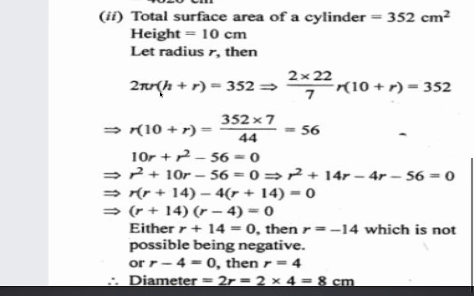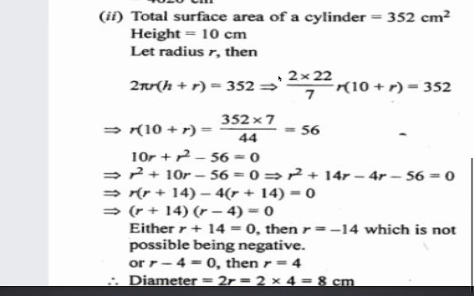Fine, students. So again we know the formula for total surface area, 2 pi r bracket r plus h, exactly same as the first part. Still I am taking it because here you will have the quadratic equation, so you need to understand very carefully. Okay, see, r is the radius, 2 pi r bracket r plus h is the formula for total surface area, which is equal to 352. What will you put at the place of height? 10 centimeter because it's given, and total value 352.